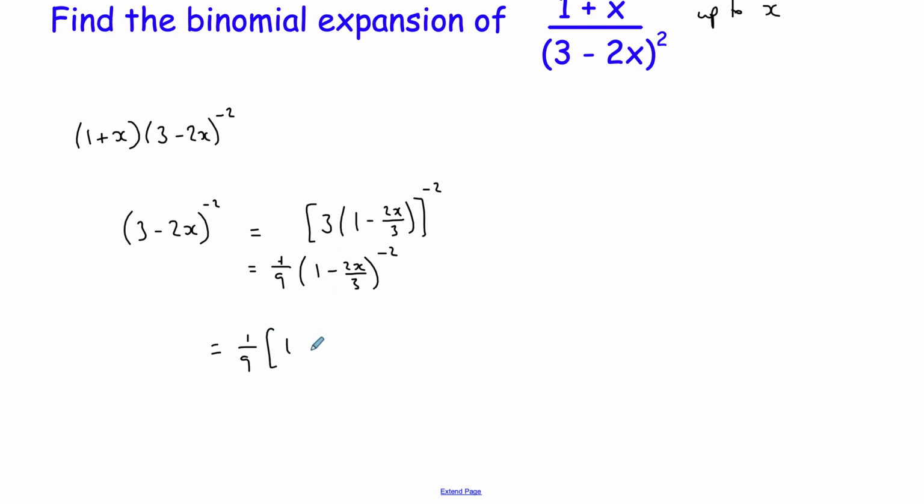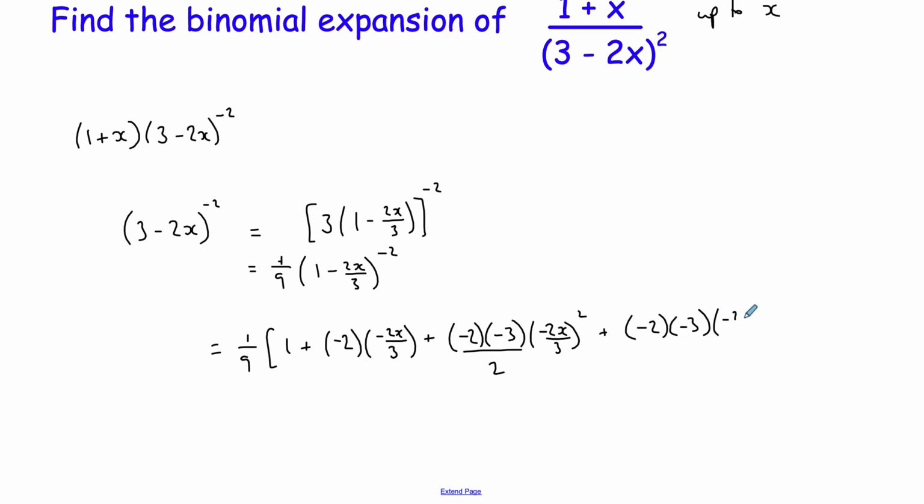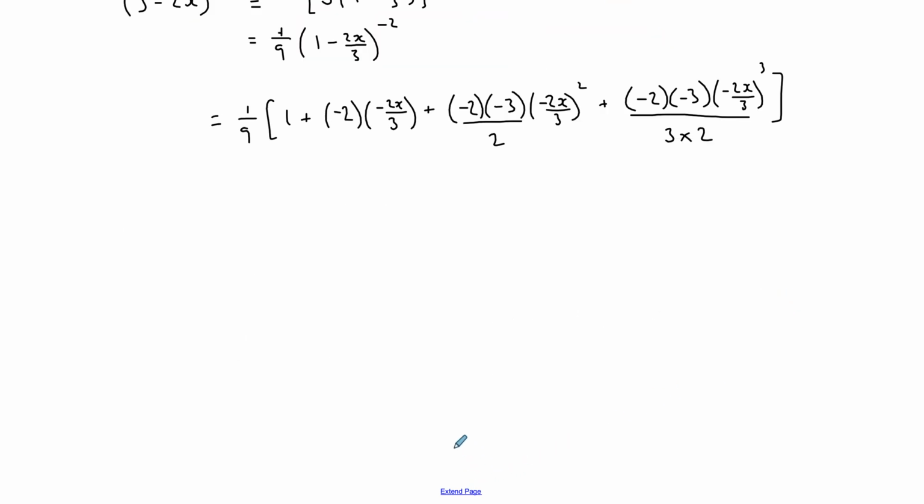Okay, so first term 1. Next is n times x. Then we've got n times n minus 1 times x squared over 2. And then we've got n minus 1 x cubed over 3 times 2. We're going to keep the 9th sat there for now. I'm not ready to deal with that yet.